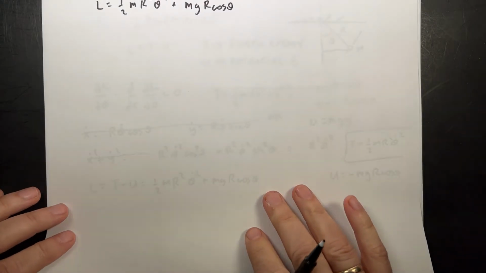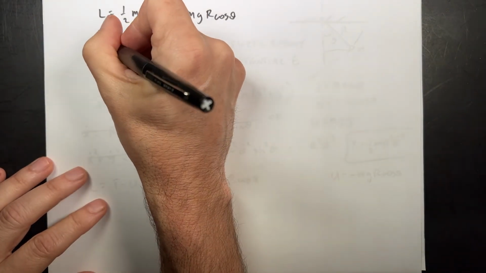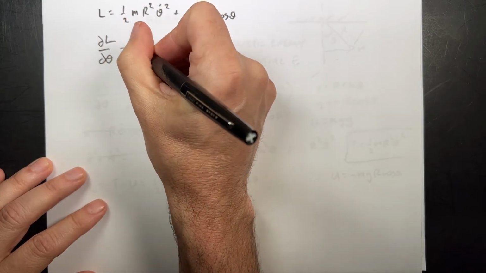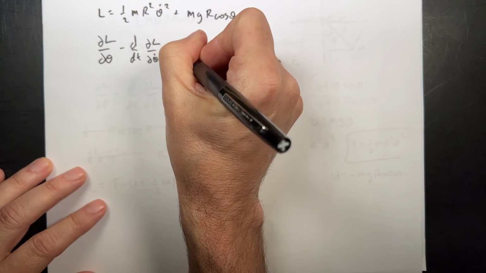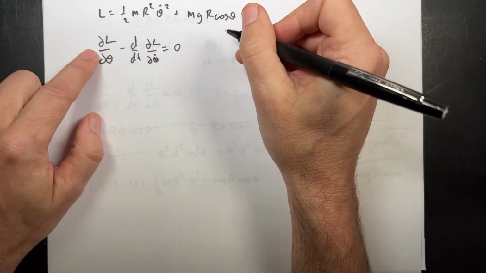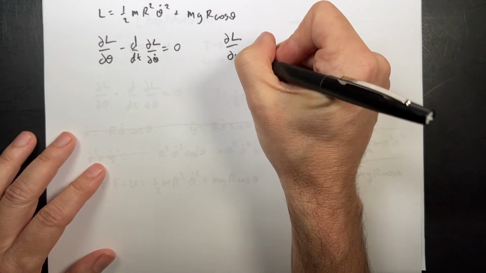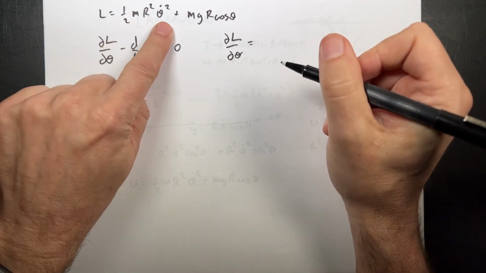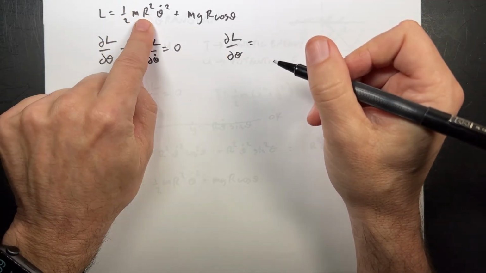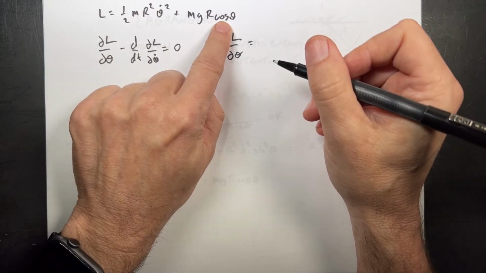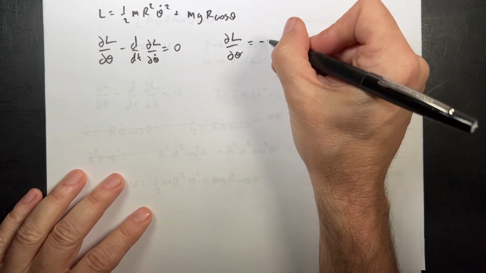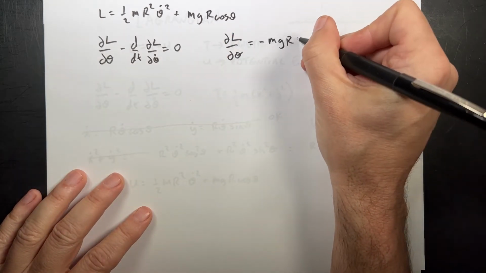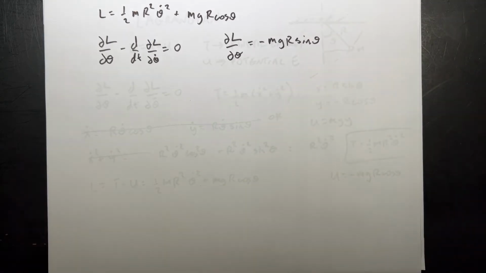So now I can do the Euler-Lagrange equation, which says the partial of L with respect to theta minus the time derivative of the partial of L with respect to theta dot is equal to 0. So let's do this in parts. Let's do this part first. The partial of L with respect to theta: there's no theta here, so I don't have anything. I have a theta there, so the partial of cosine theta with respect to theta is minus sine theta. So I get minus mg r sine theta. There's no theta dot because I'm taking a partial with respect to theta.